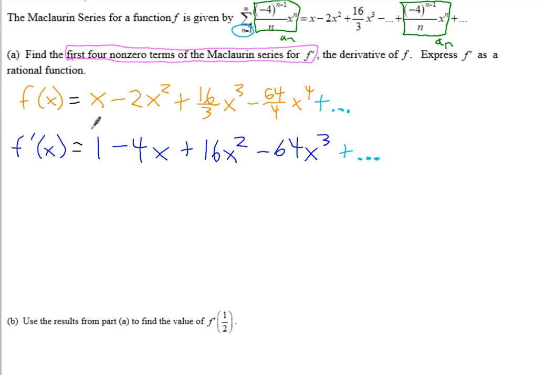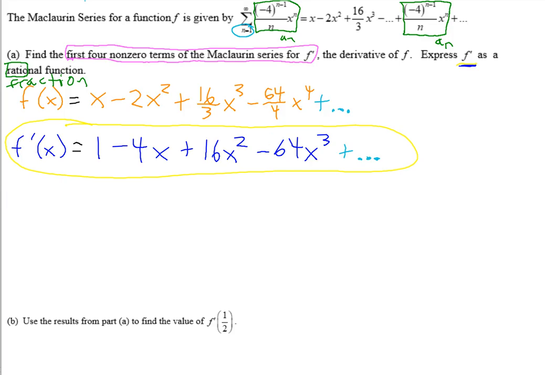But then it asks something a little different. It says express this derivative, f prime, as a rational function. Remember, rational, a ratio, is another word for a fraction. So this is basically saying a fractional function. At first glance, it might be difficult to see how you can express this as a fractional function, but the key is to look at the pattern.